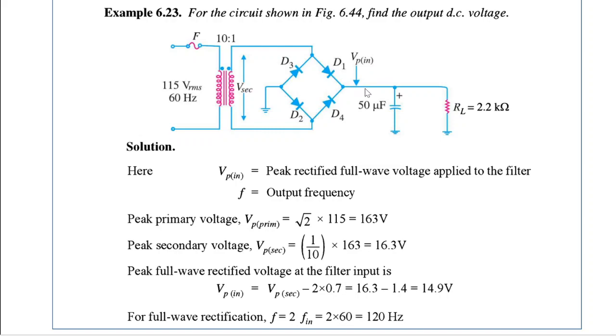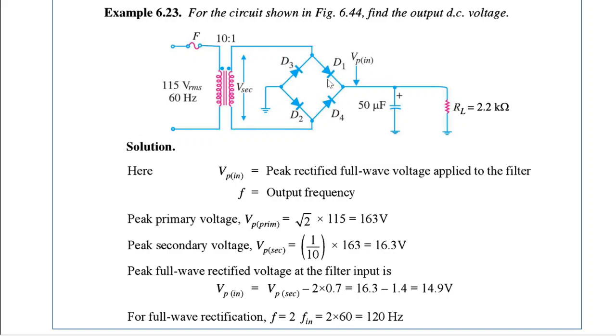Its output is fed to a capacitor filter. So you have at the input of the transformer 115 volt RMS at 60 Hertz. The turn ratio is 10:1. So first you have to find what is the secondary voltage, and that's the voltage given to the bridge rectifier.